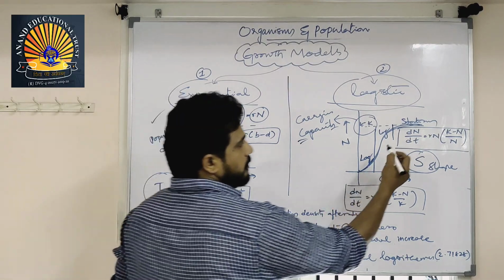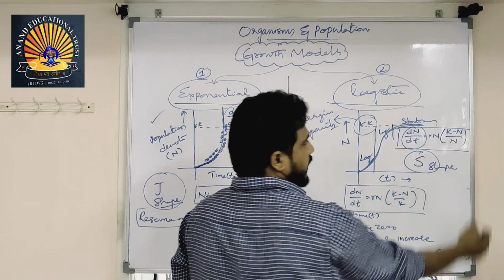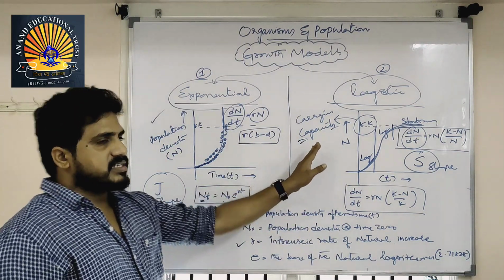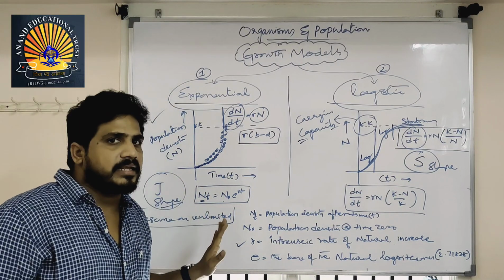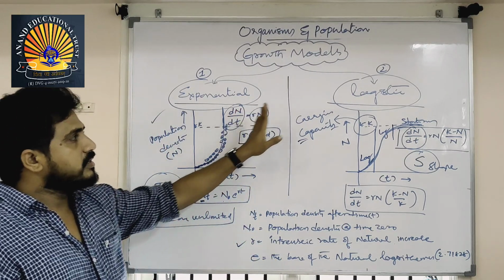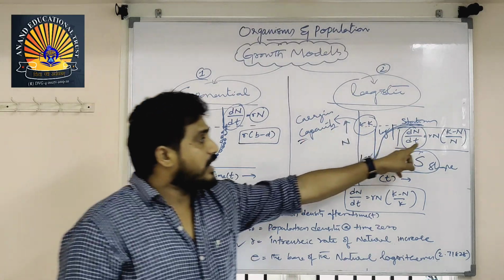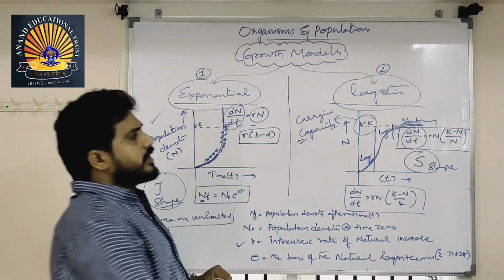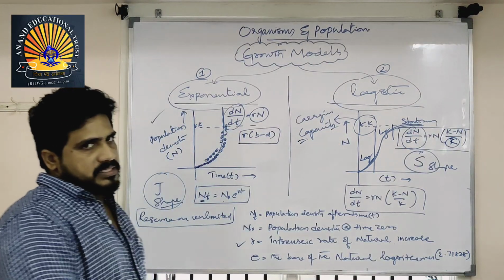So the formula will be here, dN by dt is equal to rN into (K minus N) by K. Here K is equal to carrying capacity. In case of exponential, there is no carrying capacity, and the formula is dN by dt is equal to rN. Whereas in the logistic, this is the S shape and dN by dt is equal to rN into (K minus N) by K. Here K is carrying capacity.